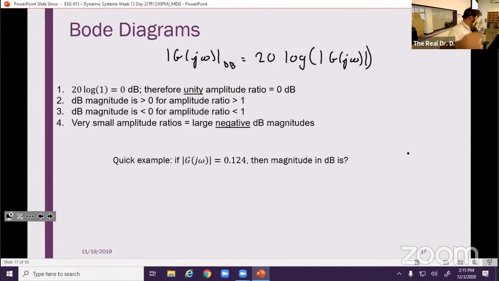What is it? Negative 21.7. Do we agree? Do we disagree?